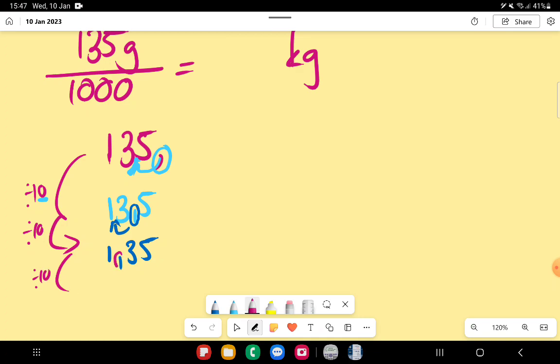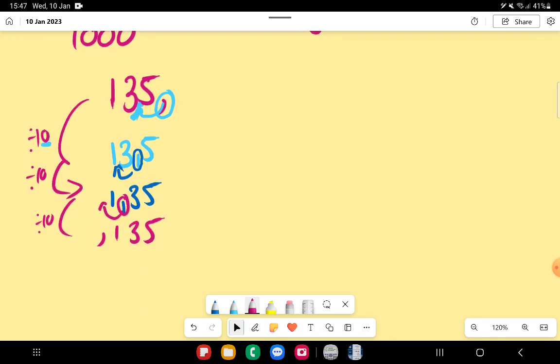So now I'm going to move this comma one space to the left, which means I'm starting with a comma 135. But I cannot not have a number here. So this number is 0. This is the answer you will get from your calculator.